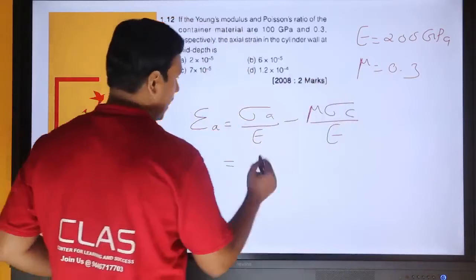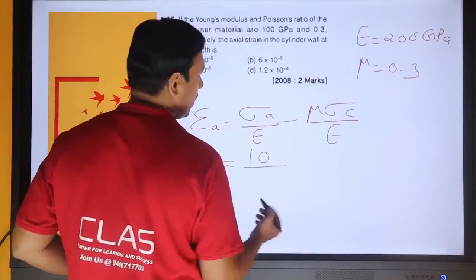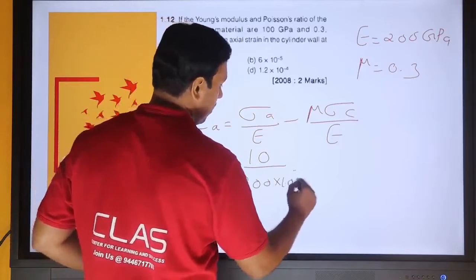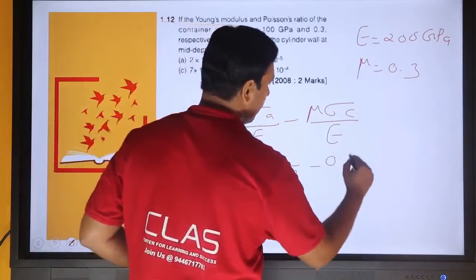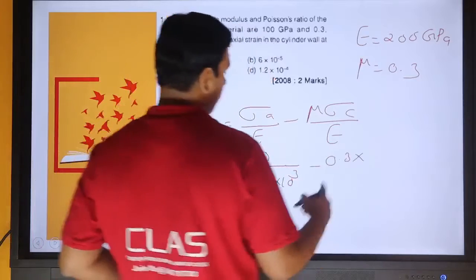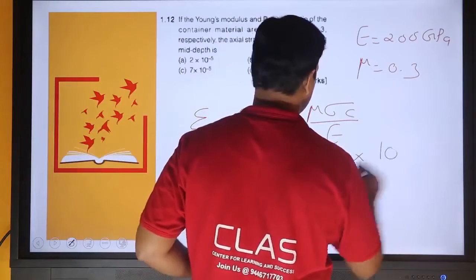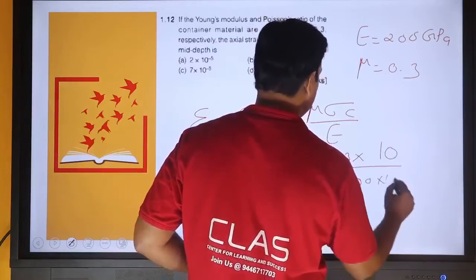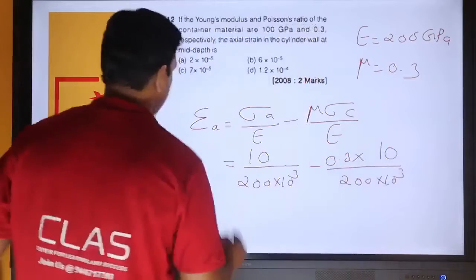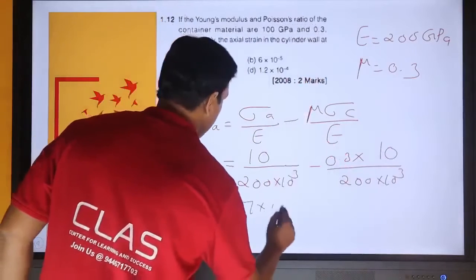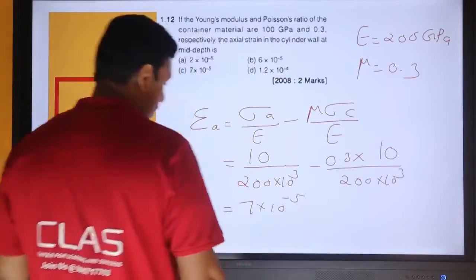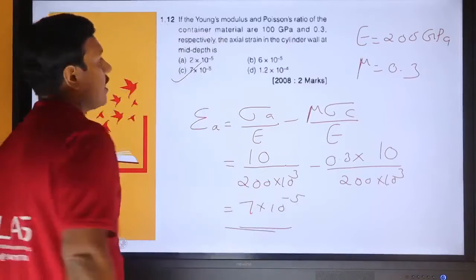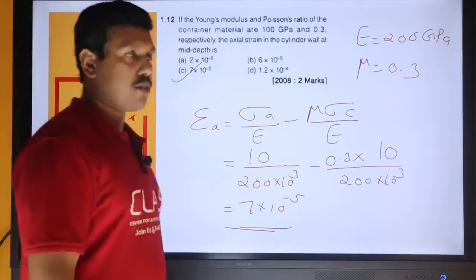So we can write axial stress is 10 megapascal divided by 200 gigapascal, that is 200 into 10 raised to 3 megapascal, minus mu, which is 0.3, into circumferential stress 10 by 200 into 10 raised to 3. Solving this equation, we get 7 into 10 raised to minus 5. The answer is option C, 7 into 10 raised to minus 5.